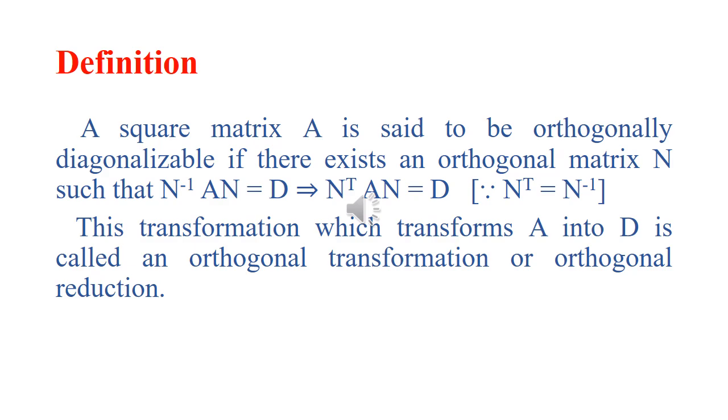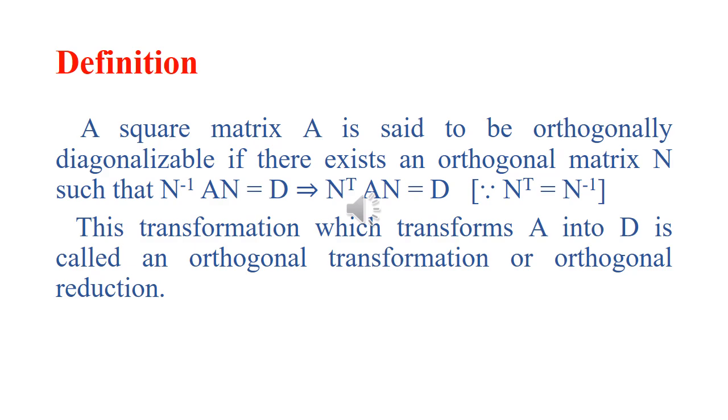Now, let's see what is orthogonal transformation. If we have a square matrix A, then that matrix A is said to be orthogonally diagonalizable if there exists an orthogonal matrix N such that N inverse AN equal to D, which implies N transpose AN equal to D.